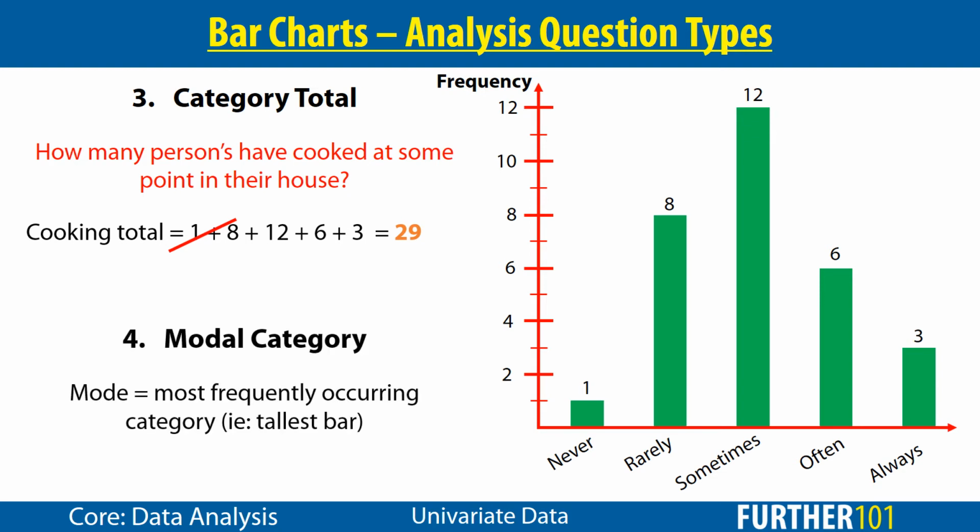Our fourth question type is for the modal category. Now the mode is one of 3 types of measures of centre, and essentially means the most frequently occurring category. Hence, this question asks which category has the tallest bar. Clearly by looking at our graph, we can see that the modal class is sometimes, as most people responded sometimes than with any other of the category types.